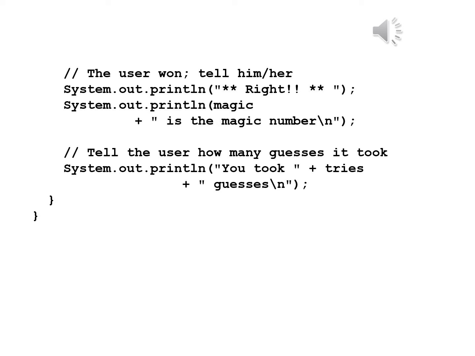Then we have a comment, tell the user how many guesses it took. The user will want to know that. System.out.println("You took " + tries + " guesses"). We now have a close brace for the method and a close brace for the program.